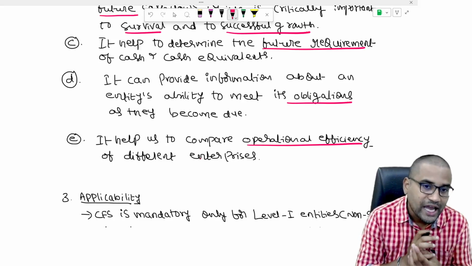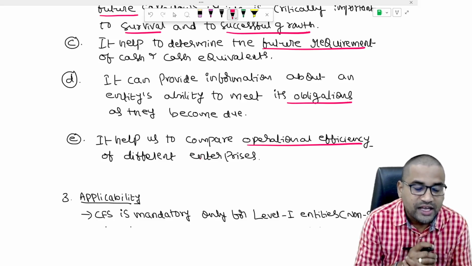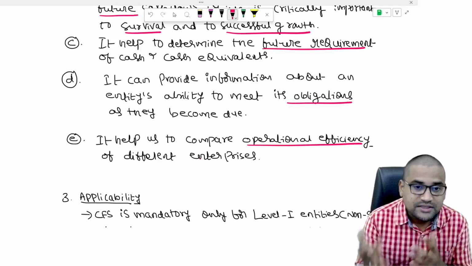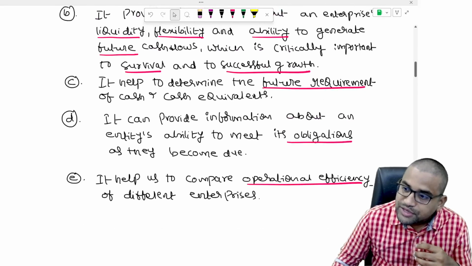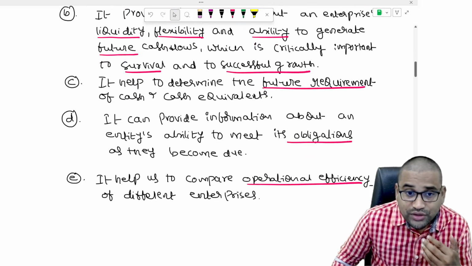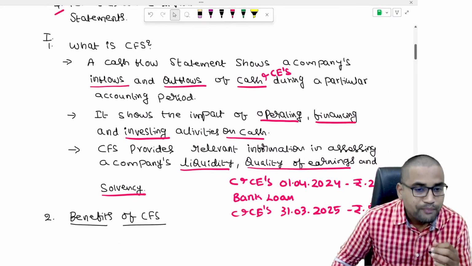So if the company is generating sufficient cash compared to another entity with the same type of resources, then this company's operational efficiency is far better. So we can compare the cash flow statements of different enterprises, and we come to know about operational efficiency, so that we can know where we are lacking and we can make plans to improve. So these are the benefits of the cash flow statement.